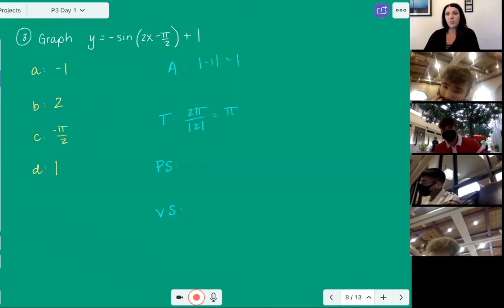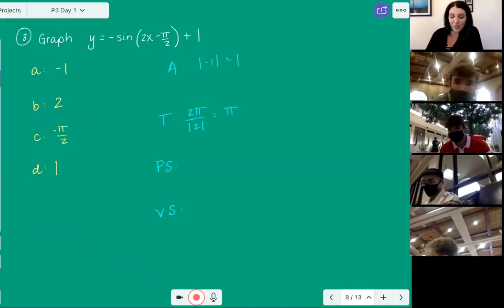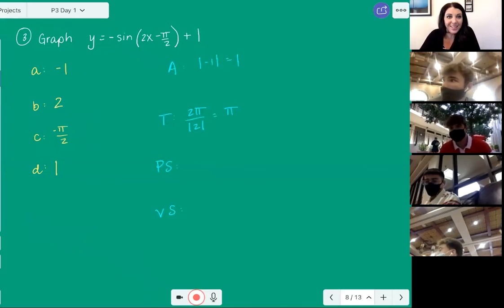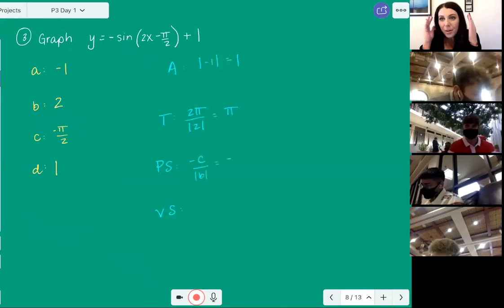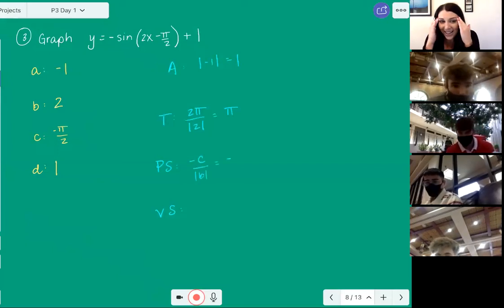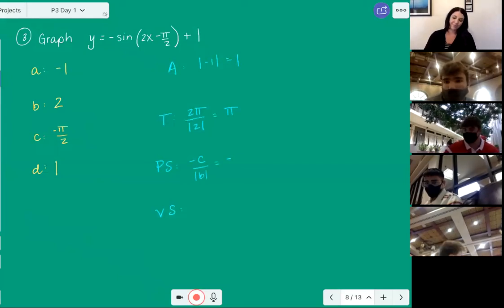Ryan, what's our phase shift? It did actually call on you for phase shift again, just if you're wondering. Go ahead, Ryan. It's negative, the absolute value of b, which is negative pi over the absolute value of 2. Ryan, it is negative C over B. What's our C? Negative pi halves. Okay, so it's negative pi halves over the absolute value of 2.